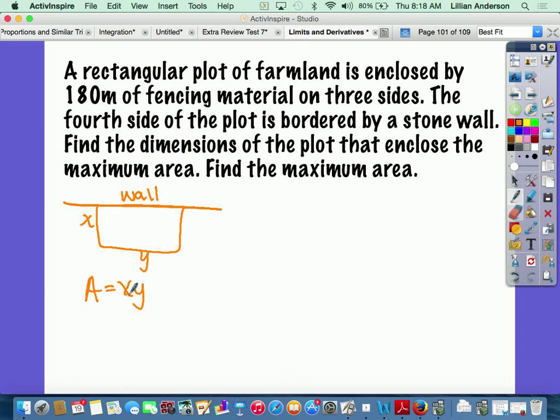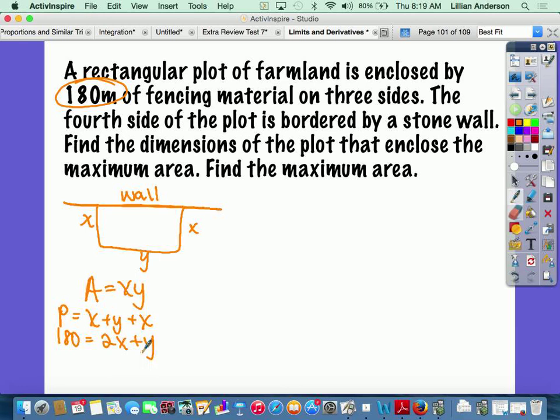All right? But now I'm at that point where I have two variables. I have to have one variable, so I need my second equation. I know that there's 180 meters of fencing. Fencing goes around the rectangular plot of farmland. Around, that's perimeter. So my perimeter is x plus y plus x. So the amount of fencing I have available is 180. That equals 2x plus y because I combine like terms.